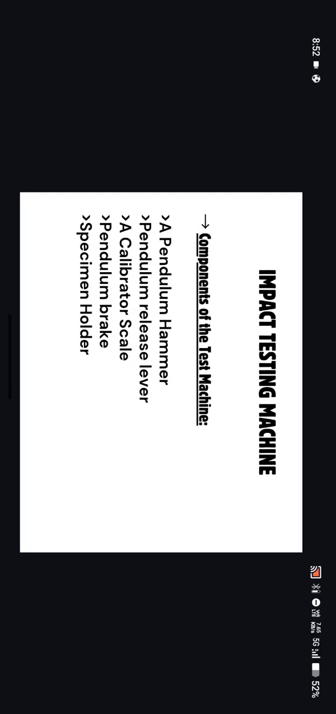Impact testing machine. What are all the components of the impact testing machine? An impact testing machine consists of a pendulum hammer, through which it strikes the specimen, a pendulum release lever which operates the pendulum hammer, a calibrated scale which consists of both Izod and Charpy scales, a pendulum brake which is used to stop the pendulum after the impact, and a specimen holder to hold both the specimens.